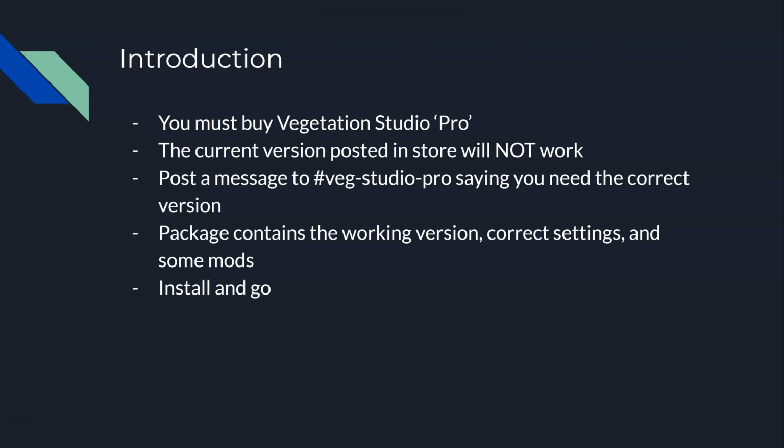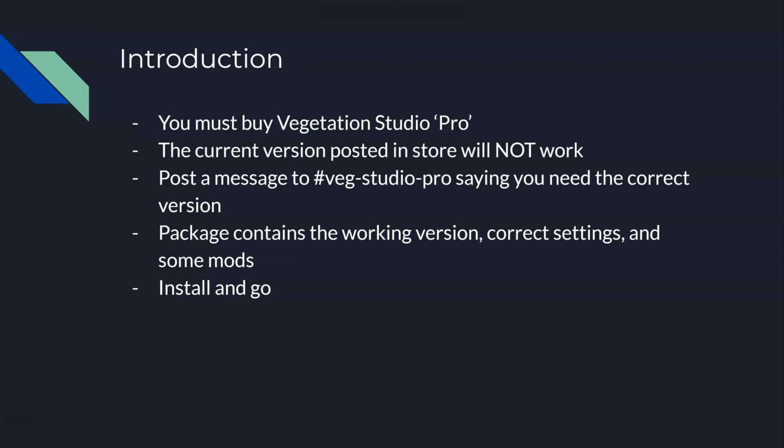But you must buy Vegetation Studio Pro. There are two versions. There's one called Vegetation Studio. There's another one called Vegetation Studio Pro. Make sure you buy the Pro version. I'll show you which version that is here in a minute. The version that is currently posted in the store will not work on Unity 2018. Well, how are we going to do this? Well, there's an old version that's no longer posted to the store that will work, which I still have because I bought the old version when it was available.